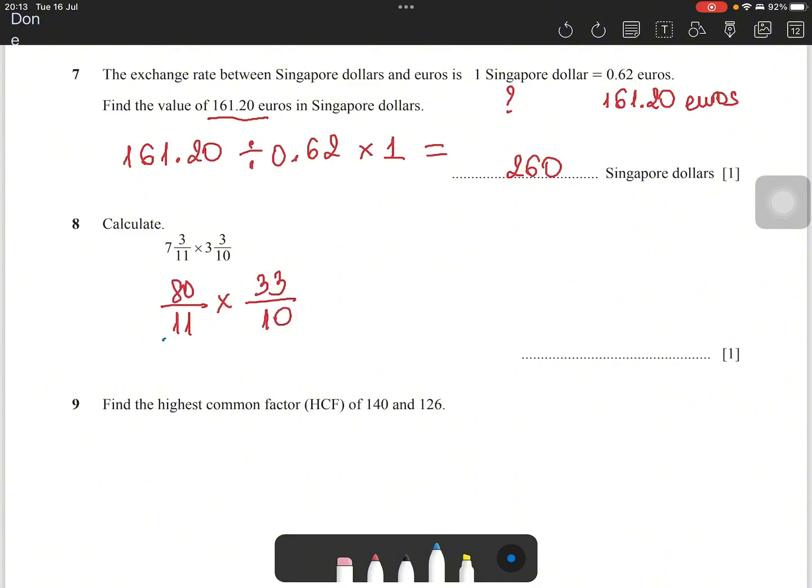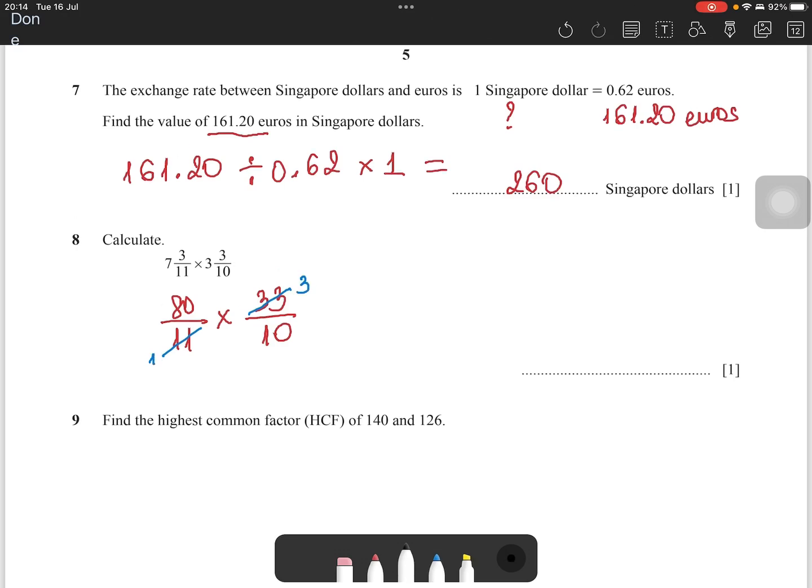And now we can cancel 11 and 33 because they are both divisible by 11. 11 divided by 11 is 1. 33 divided by 11 is 3. And then we can also cancel 80 and 10 because they are both divisible by 10. 80 divided by 10 is 8. 10 divided by 10 is 1. So this one is equal to 8 times 3 over 1 times 1, which is 24.